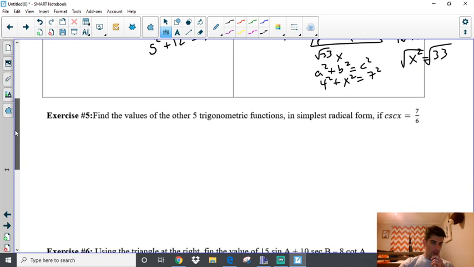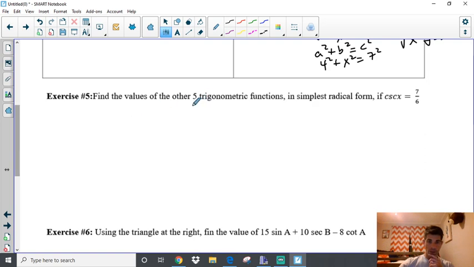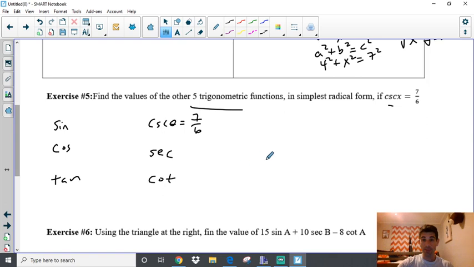Okay, and our next one, find the other 5 trig. So same as the last, except now they're giving you the cosecant, but they want all the rest of them. Okay, they want the sine, they want the cosine, they want the tangent. They gave me the cosecant already. So then they want the secant and they want the cotangent. So maybe try to give it a pause, try it yourself. Okay.